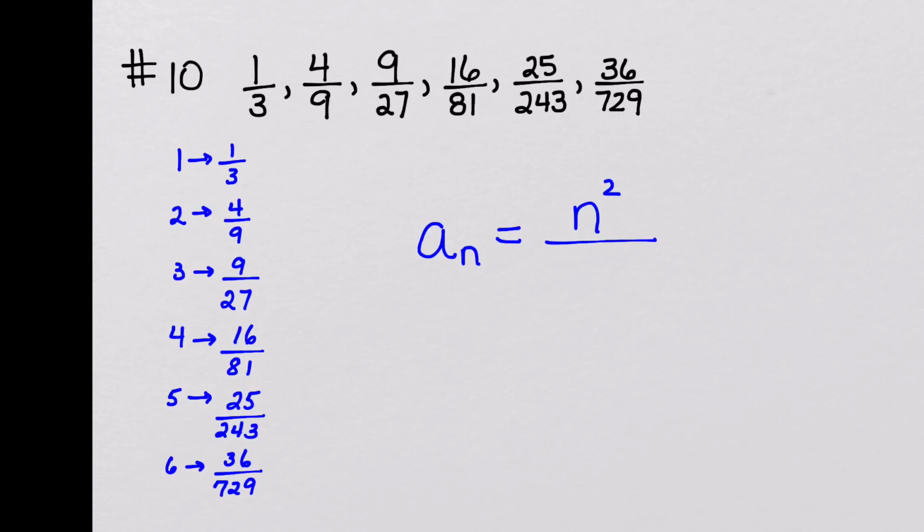Now the denominators are 3, 9, 27, 81, 243, and 729. Those are all powers of 3. You might notice that with the 3, 9, and 27, and maybe even the 81, and then you can test your theory by finding 3 to the 5th power, and it does turn out to be 243, and 3 to the 6th power is 729. So we have 3 to the power of n in the denominator. And again, you can check your terms, and it turns out that that is the correct formula.